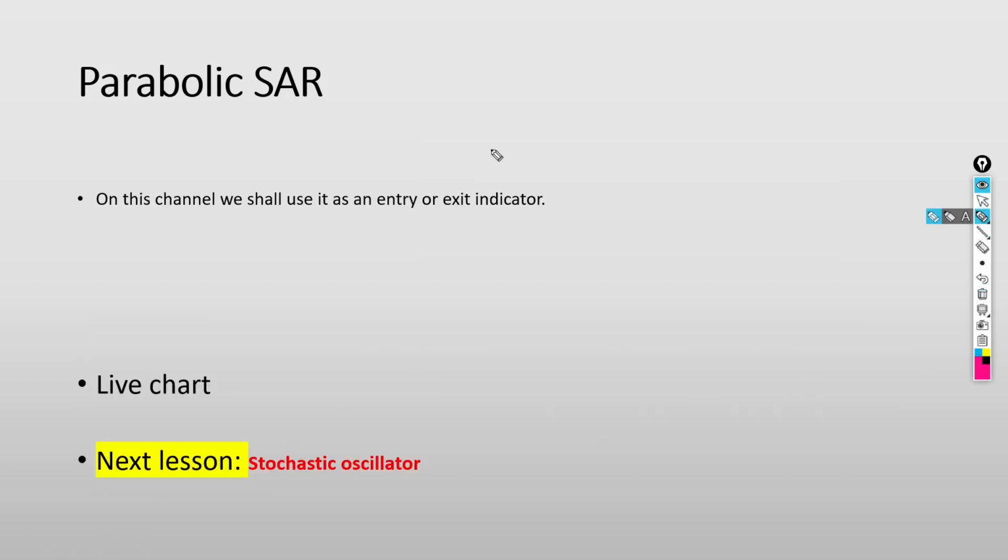On this channel we shall be using the parabolic SAR as an entry or as an exit indicator. As simple as that, there is nothing complicated. So we are going to go onto a live chart, and then we shall be looking at the parabolic SAR.